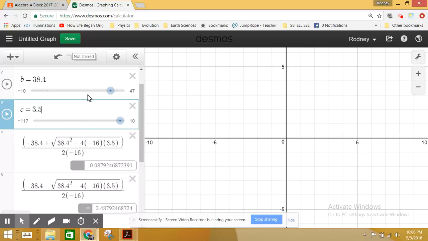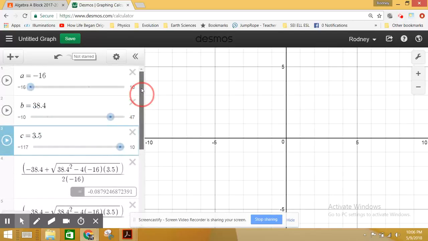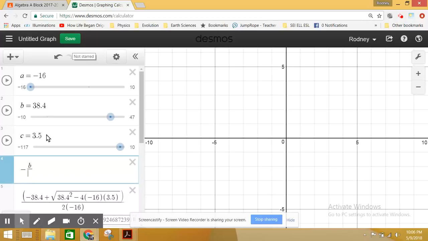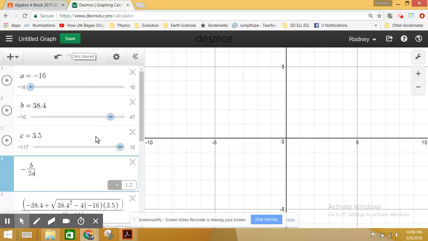So the x value for the vertex is negative b over 2a. So if we said negative 38.4 over negative 16 times 2, we would have it. So I'm going to set that up, negative b over 2a, and it's going to be 1.2 seconds.